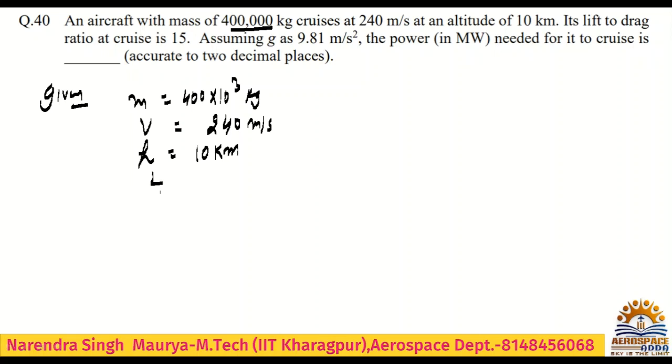Its lift to drag ratio is also given. How much? 15. Assuming g is 9.81 meter per second square. The power in megawatt needed for its cruise. See, megawatt unit. So whatever value you fill here should be in megawatt. Power must be in megawatt.